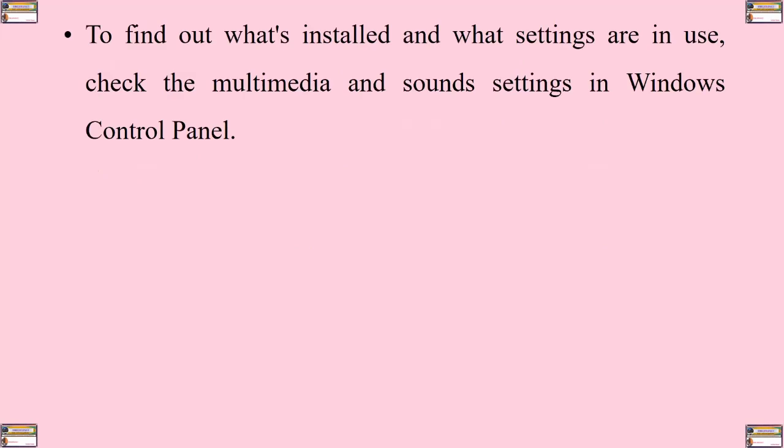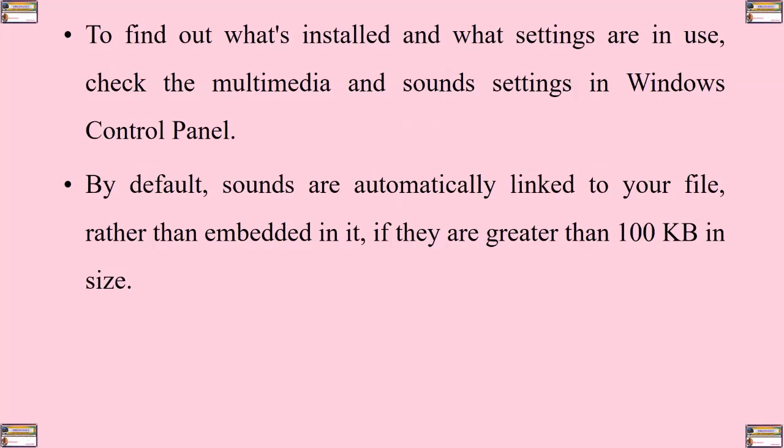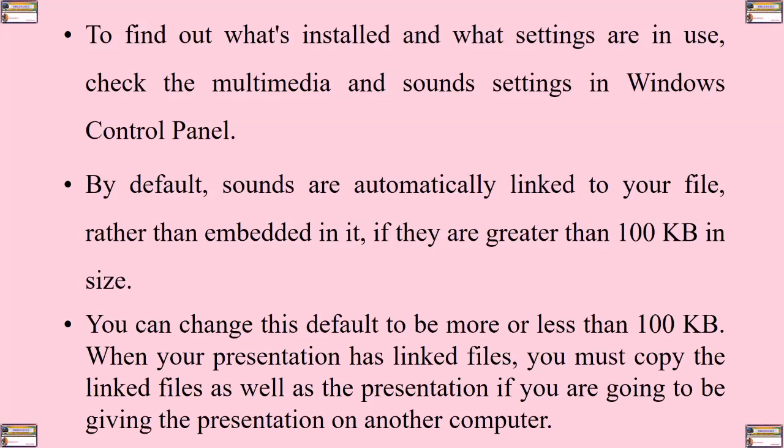To find out what's installed and what settings are in use, check the multimedia and sound settings in Windows Control Panel. By default, sounds are automatically linked to your file rather than embedded in it if they are greater than 100 kilobytes in size. You can change this default to be more or less than 100 kilobytes. When your presentation has linked files, you must copy the linked files as well as the presentation if you are going to be giving the presentation on another computer.